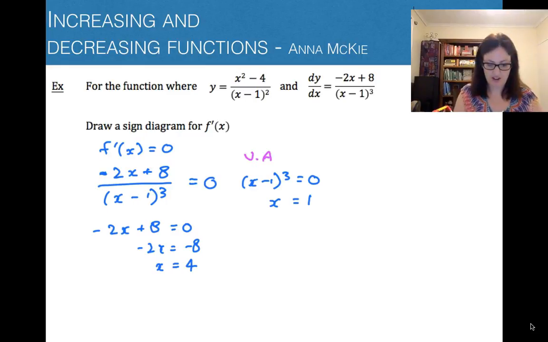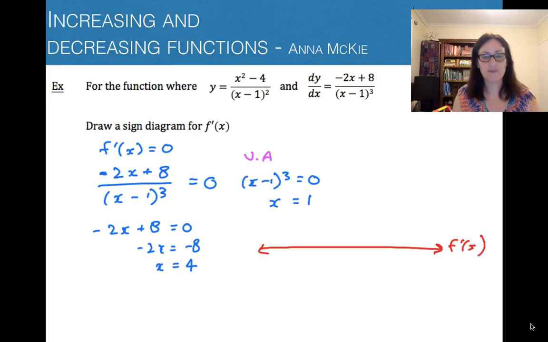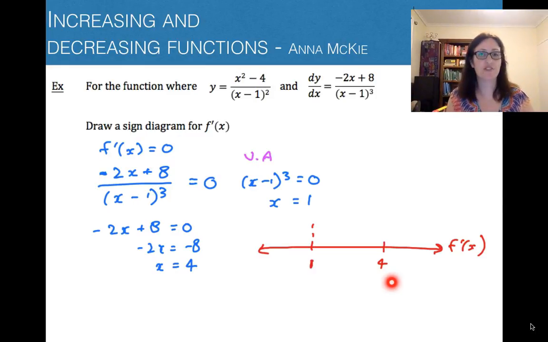So drawing a sign diagram, obviously using a ruler so it's all nice and straight. This is a sign diagram for f dashed of x, and you put on those critical values. We have x is equal to 1 and 4. However, because 1 is a vertical asymptote, we represent that by a dashed line instead. So now we have to work out, well, okay, these are the critical values, that's where it's possibly going to change from increasing to decreasing, uphill to downhill. But how do we know if it's going to be uphill or downhill there? We'll create a visual for ourselves.